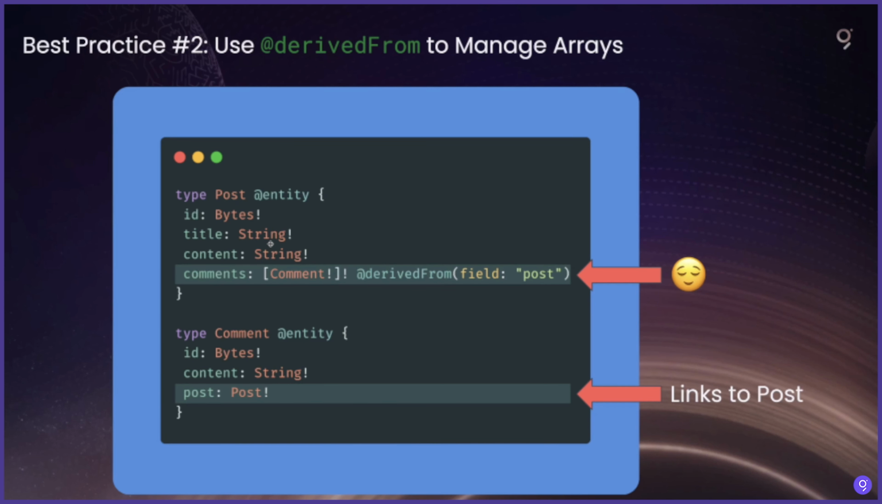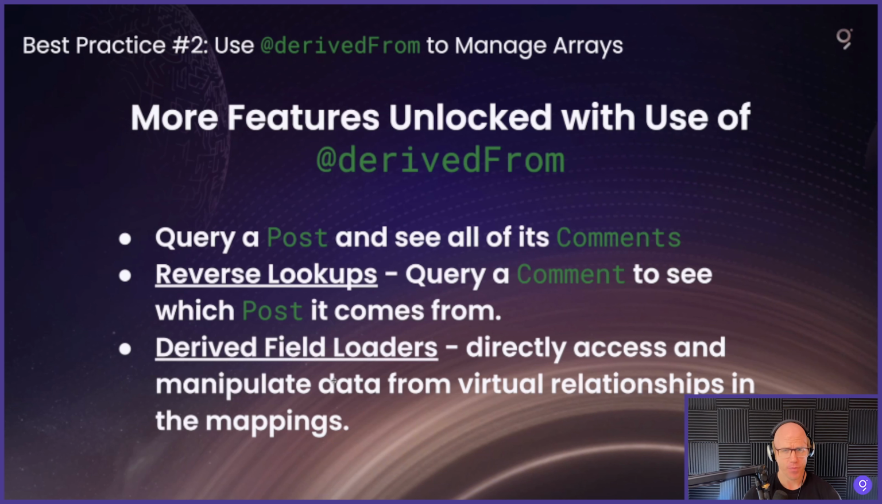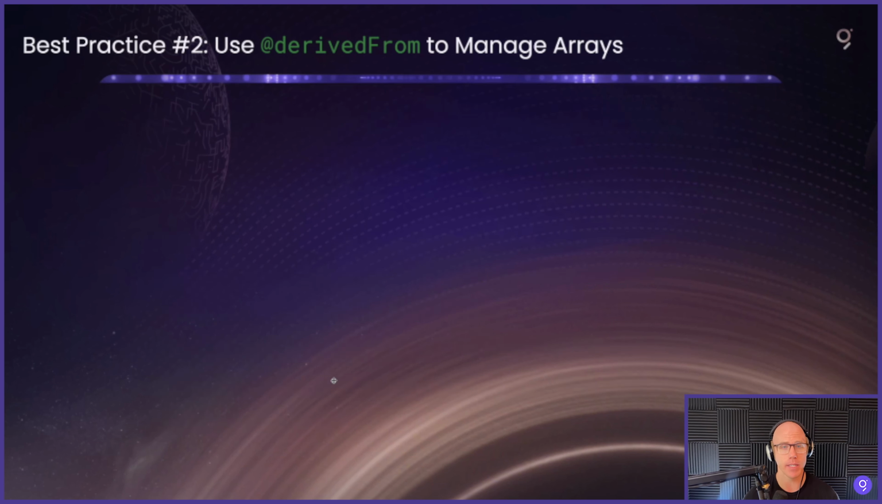So essentially we have a relationship here, and we don't necessarily see the relationship, but it's a virtual relationship. If we want to actually access this virtual relationship, we can do so with derived field loaders and play with that data in the mapping. There is information on that in a repo out there, and I will put that in the comments when I am able to get that in here. But yes, we will be putting that in the docs very soon too. We do have derived field loaders, which is pretty cool. So those are so far two best practices of subgraph development.